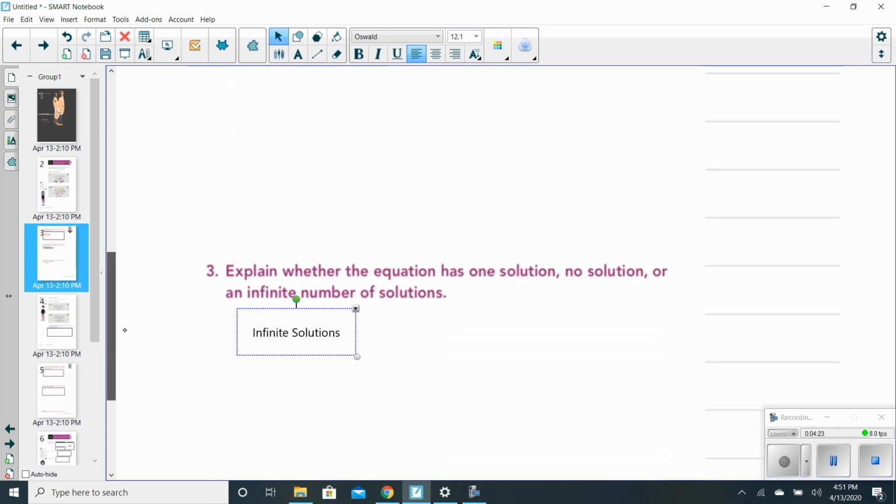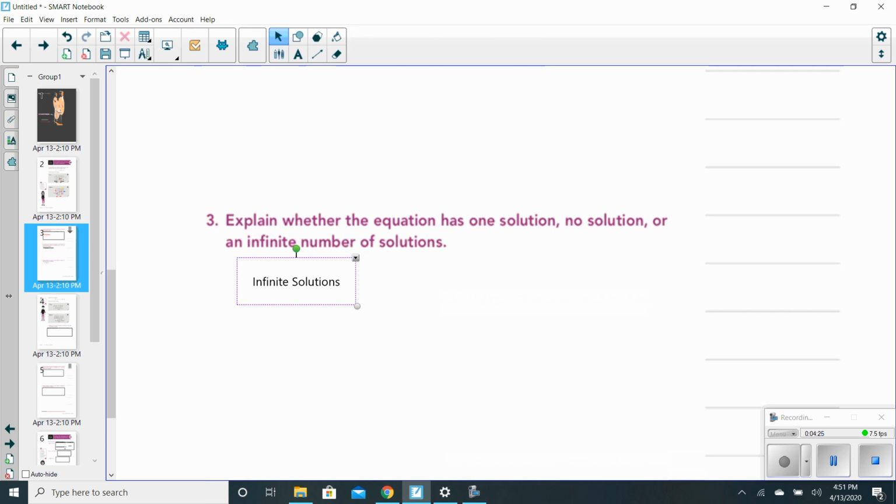And then number 3, we need to explain whether the equation has one solution, no solution, or an infinite number of solutions. And the answer here is an infinite number of solutions because no matter what number you were to plug into x, so let's say we wanted to plug in 762, well, if x equals x, 762 equals 762. And you can go the other way as well. So if you have 46, 46 is always equal to 46.